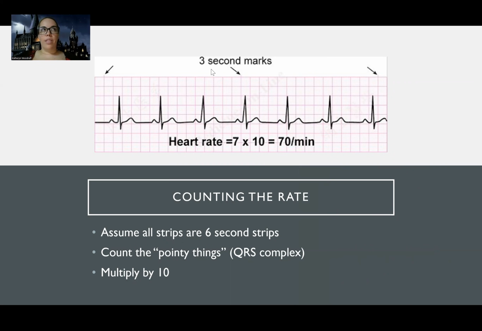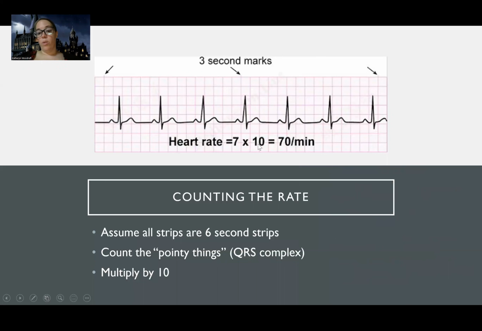So you're going to see different things about this, but the most effective way that is simple to do this is just to count the tops of the pointy things. So I've got 1, 2, 3, 4, 5, 6, 7 pointy things here.